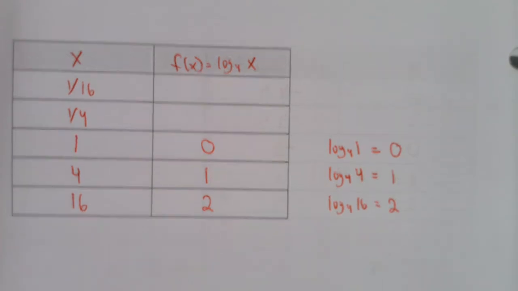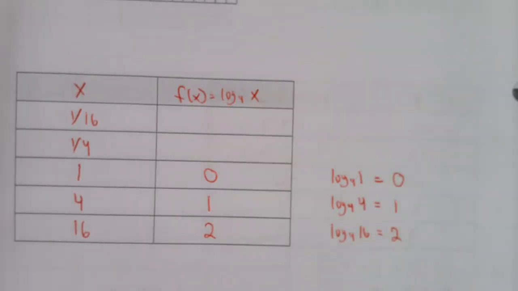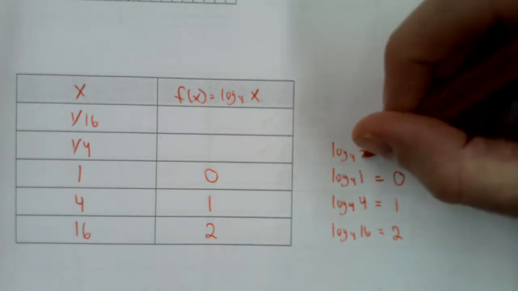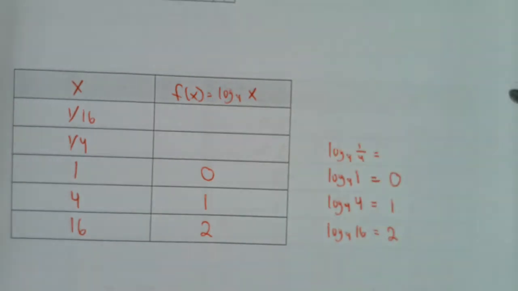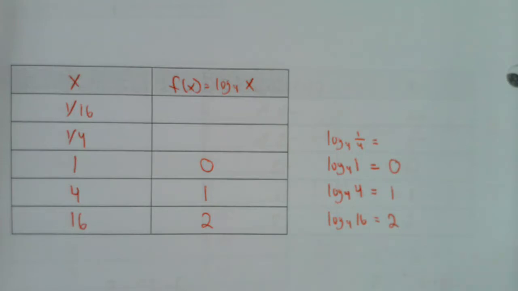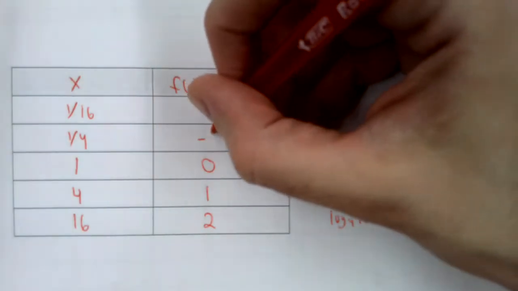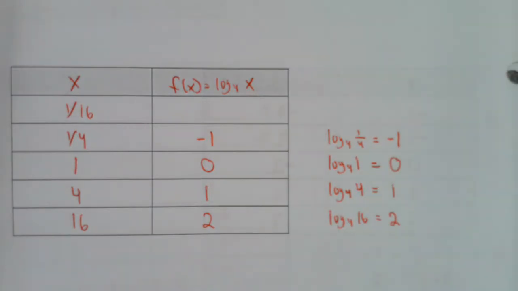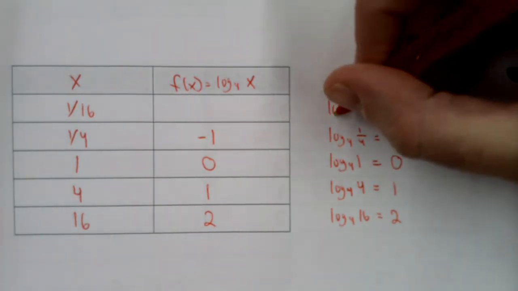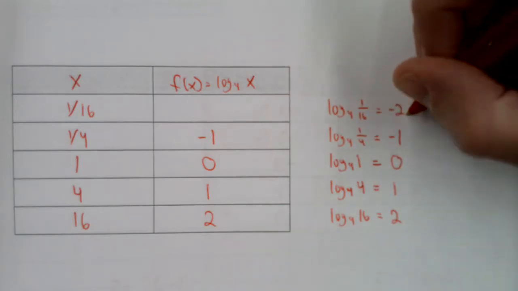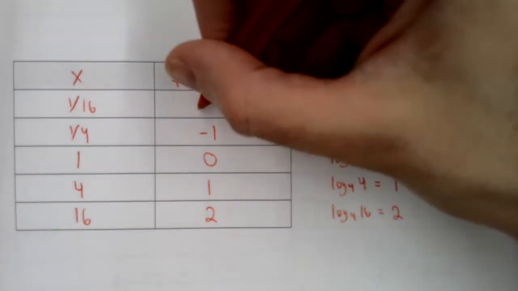How about log base 4 of 1/4? That's saying 4 to what power equals 1/4? And the answer is -1. Again, think back to the lesson where we evaluated logarithms. How about log base 4 of 1/16? That equals -2.